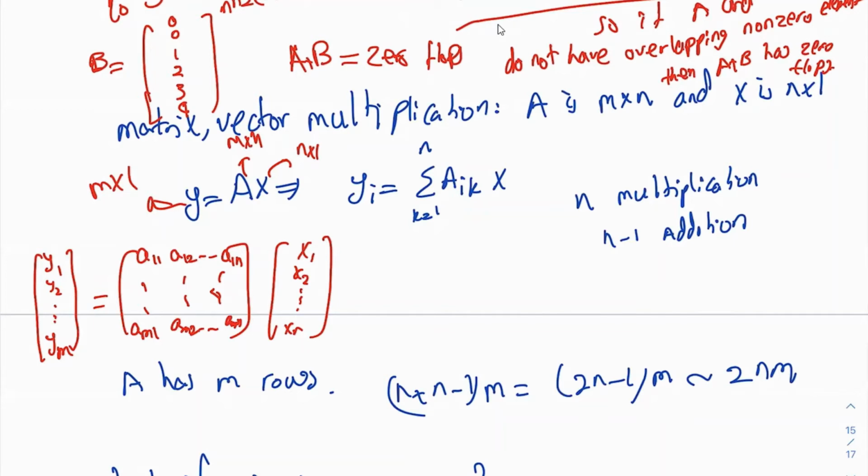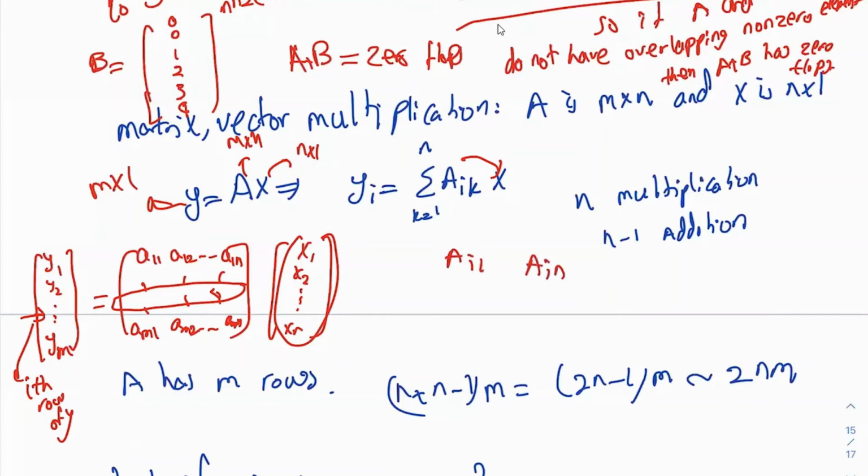Let's see for each entry how many calculations we need. So let's take the ith entry of y. It is equal to the dot product of the ith row of A by this column vector x. So how many products do we have? As many as the number of elements, right? How many elements do we have? Ai1, all the way to Ain, we have n. I can write it down even: Ai1 times x1 plus Ai2 times x2 all the way to Ain times xn.